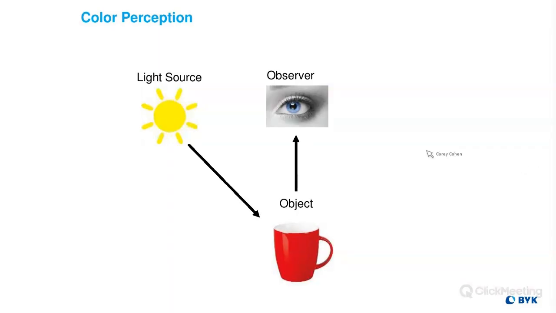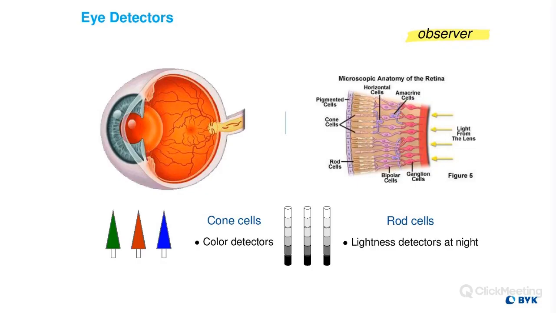So that was the first component of color perception, the light source. The next one we're going to talk about is the observer, which is us. So we have eyes that can detect light, that can detect color. And these eyes are made up of a collection of different types of cells. And it's these two types of cells in particular, the cone cells and the rod cells, that allow us to see all the different colors we can see.